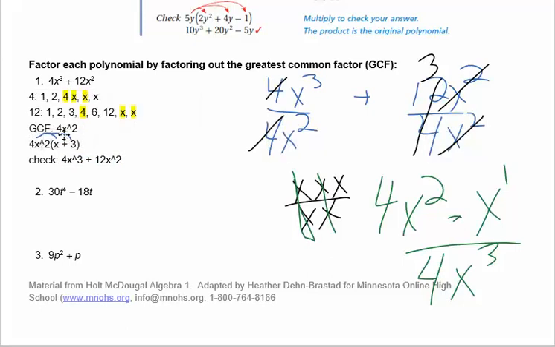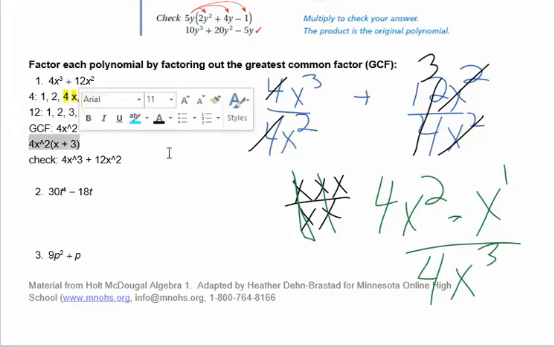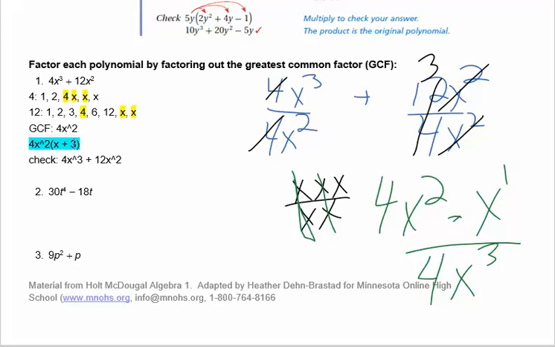Here's what your answer is. I'm going to take away those little lines there. Our answer is 4x squared, parentheses, x plus 3. That's the answer.